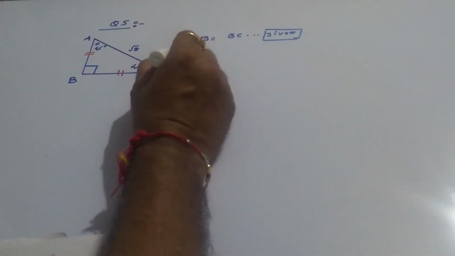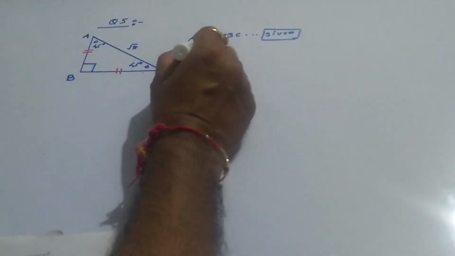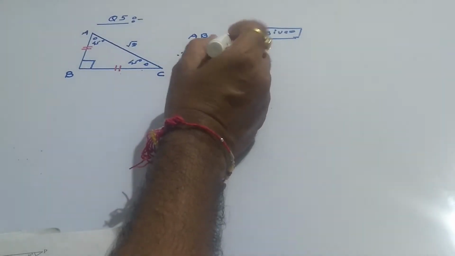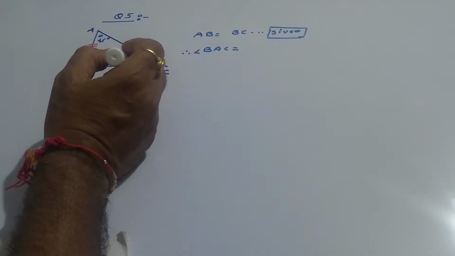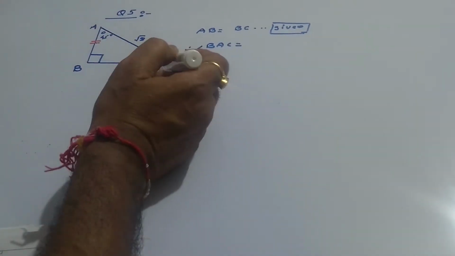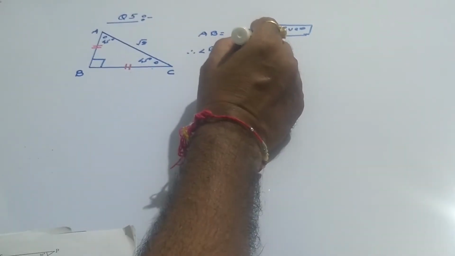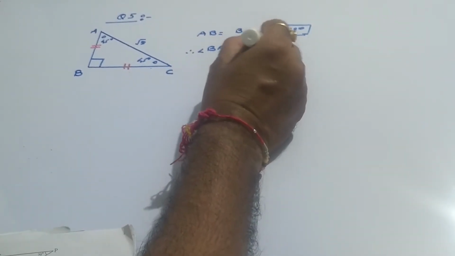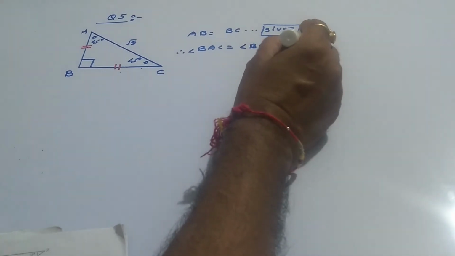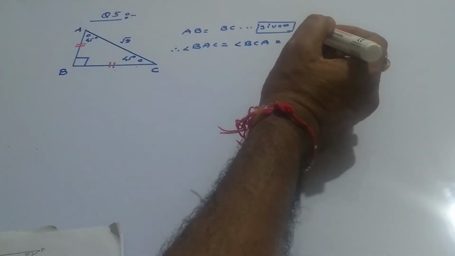Therefore what is that? Angle BAC is equal to, sides are congruent, so angle opposite them, that is BAC is equal to BCA. They are congruent. Their measurement is equal to 45 degree.